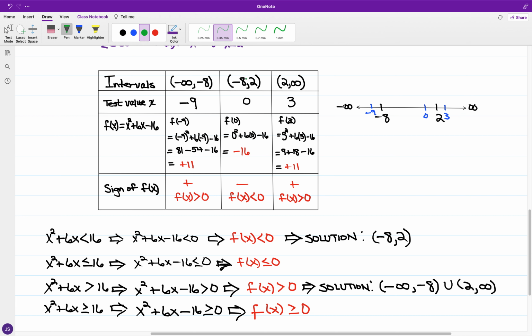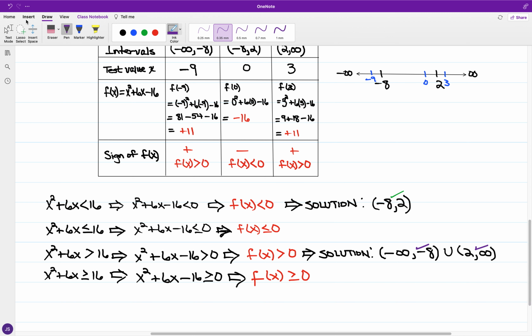So again, you have negative 8 to 2. And again, where f of x is greater than 0, we're looking at the first and the last sections. All right, now where we have less than or equal to 0 as well as greater than or equal to 0.